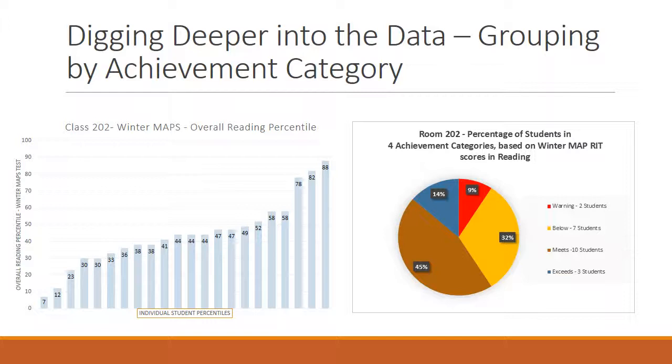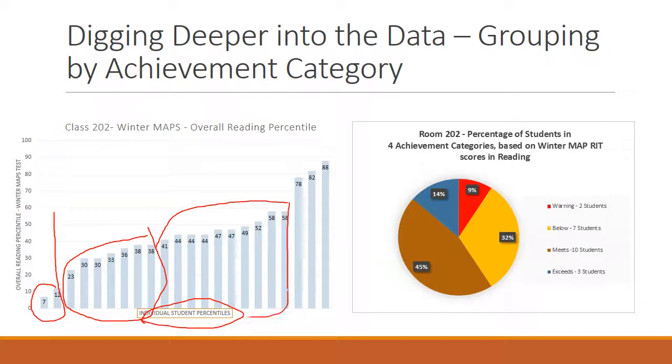The 22 students, whose winter MAP test percentiles you can see on the left, were then divided into 4 categories based on these scores. A warning level, where there are 2 students, and that's 9% of the class. A below level, where 7 students reside, and that would be 32% of the class. The meets, where there are 10 students, and the exceeds, where there are 3 students.